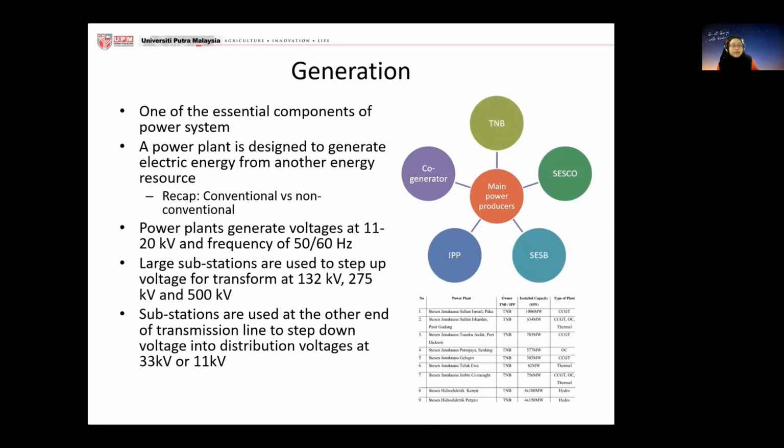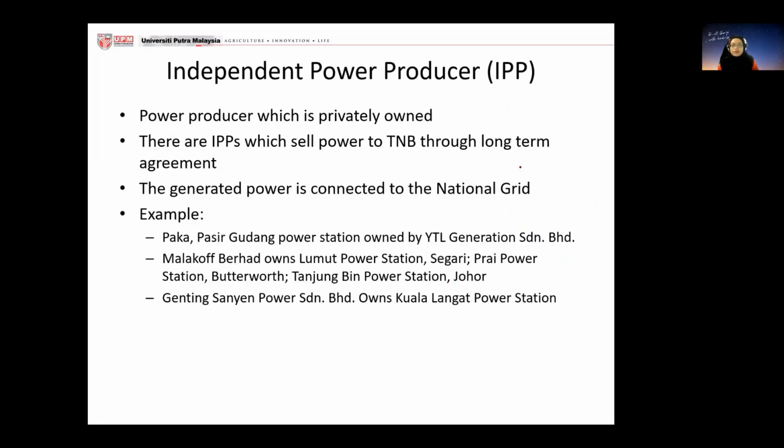So basically, the main power producers in Malaysia are TNB, SESB, and SESCO. SESCO is Sabah, and SESB is Sarawak. We also have IPP, which is an independent power producer. And then we also have co-generators. We'll look into that after this.